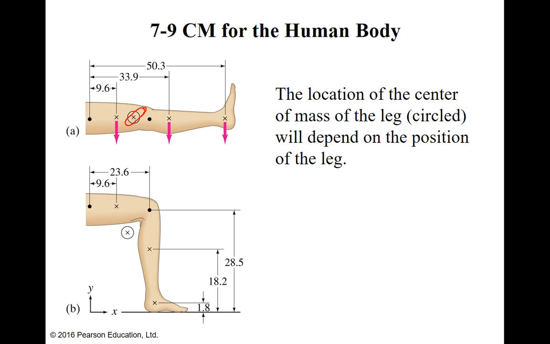Instead, when you bend your knee and place your foot flat on the floor, the center of mass of your thigh is here. The center of mass of your calf is here. The center of mass of your foot is here. And now the center of mass of your whole leg falls below your knee and outside of your leg itself. So the location of the center of mass of your leg depends on the position of the leg. It's pretty interesting. Your center of mass is changing as you change the arrangement or orientation of your body.